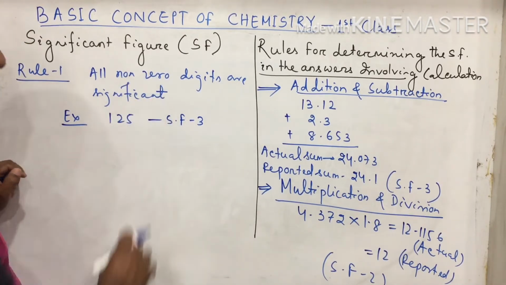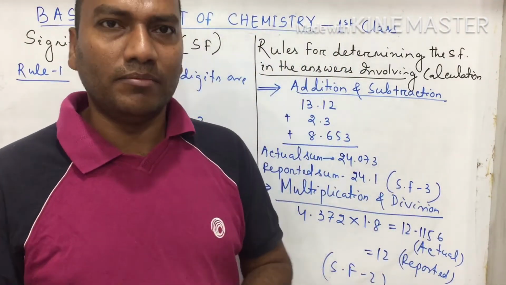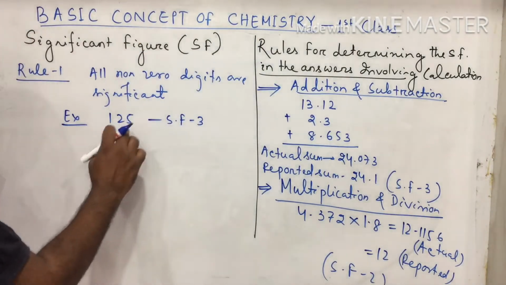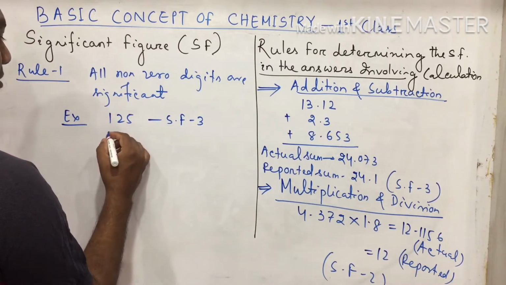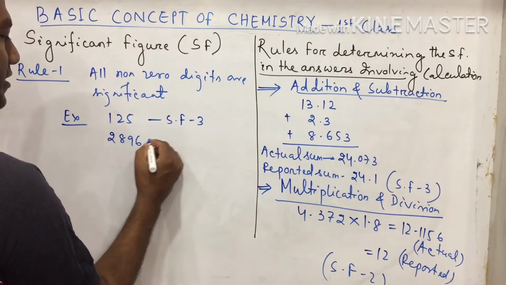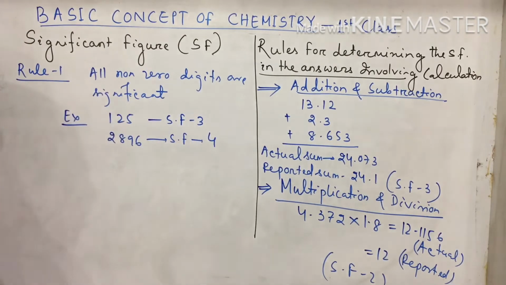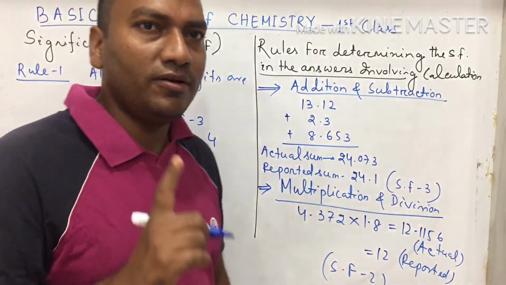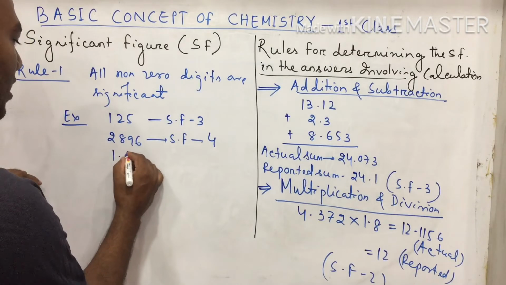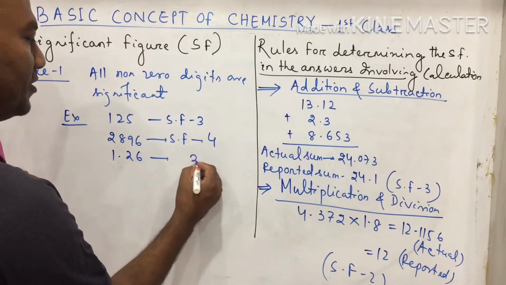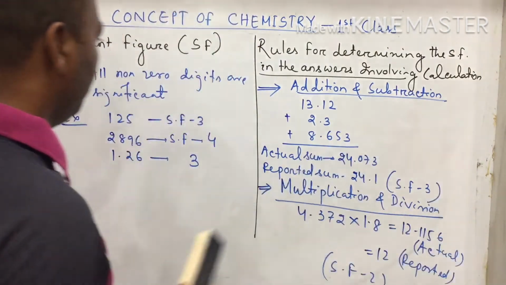Okay, so significant figure means how many digits are actually required to define a number. So here 125, significant figure is 3. Similarly, suppose 2896, its significant figure is 4. So the first rule is all non-zero digits are significant. Similarly, suppose 1.26, its significant figure is 3. Clear? So this is the first rule.